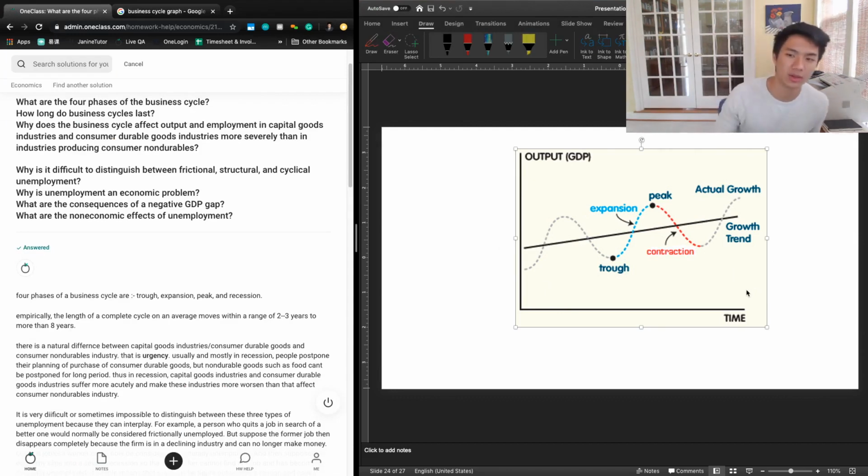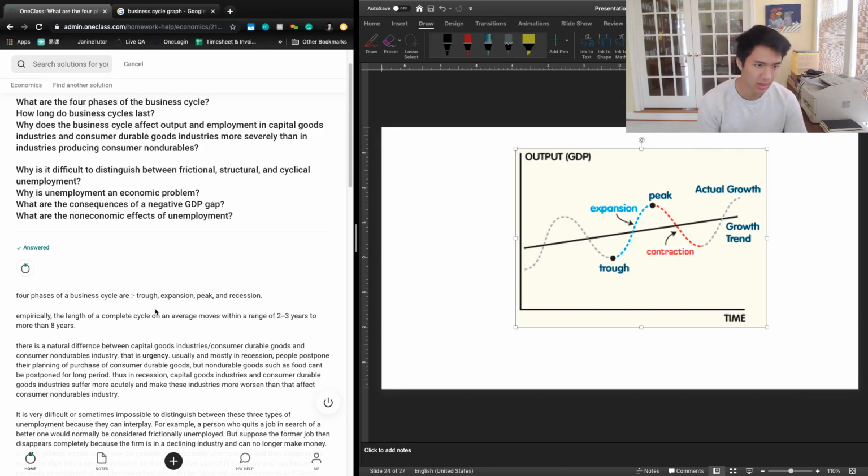That's going to usually follow an upward trend over the long term, and that's what the business cycle is characterized by. So let's take a look at what the previous tutor said. They said that the four phases of the business cycle are trough, expansion, peak, and recession. Recession and contraction are sometimes used interchangeably. I think contraction is a little bit more accurate, so maybe I would stick with that term. But yeah, the same answer is given by the previous tutor.